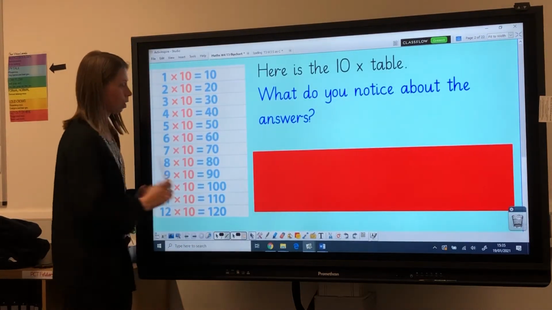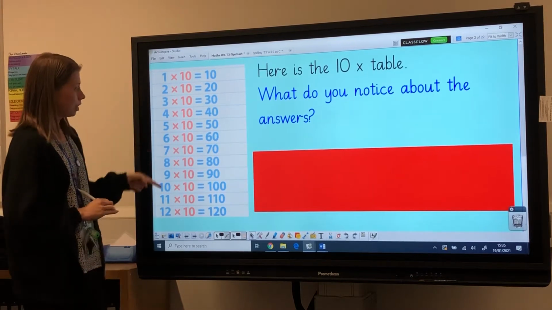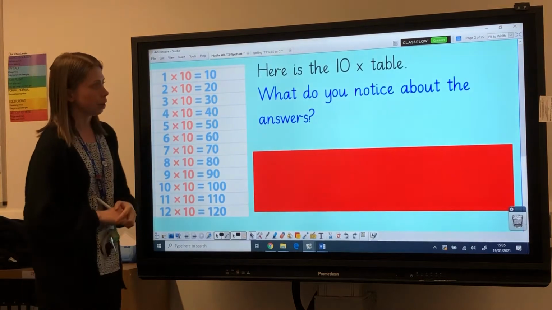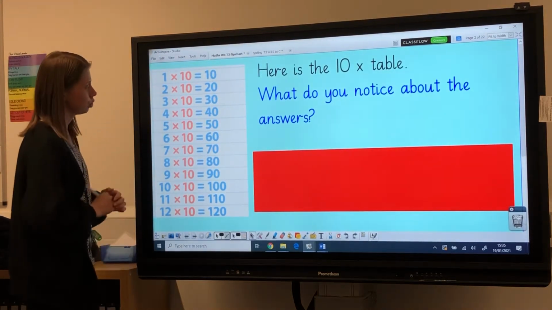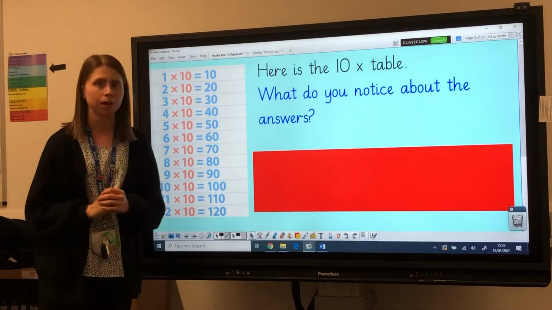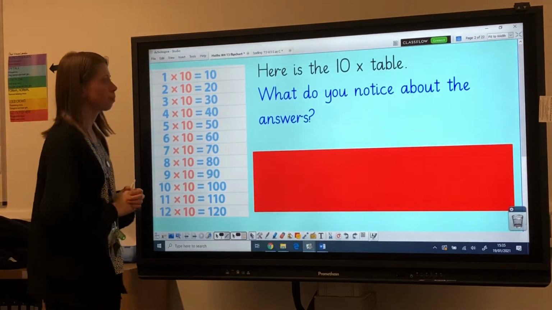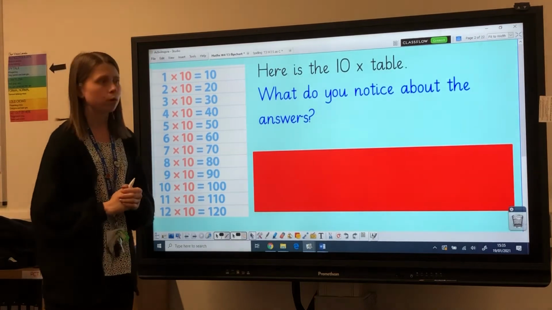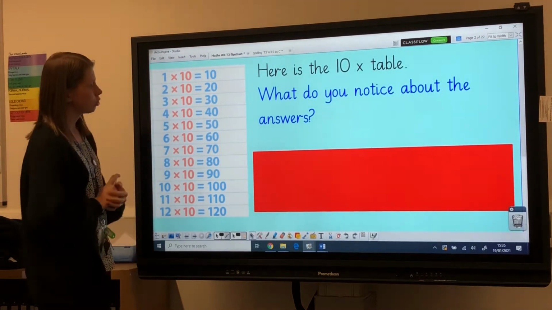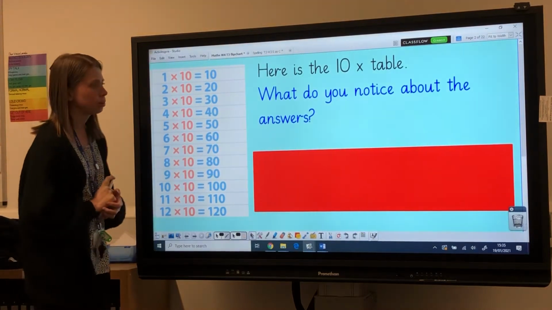So, we've got the 10 times table down the side. What do you notice about the answers? So, in the 2 times table, we notice that they all end in an even number, and they're counted up in 2s. In the 5 times table, we notice that the numbers always end in a 0 or they end in a 5. So what do we notice about the 10 times table?